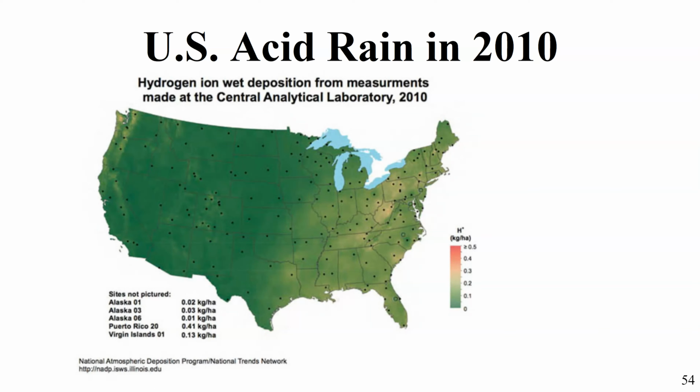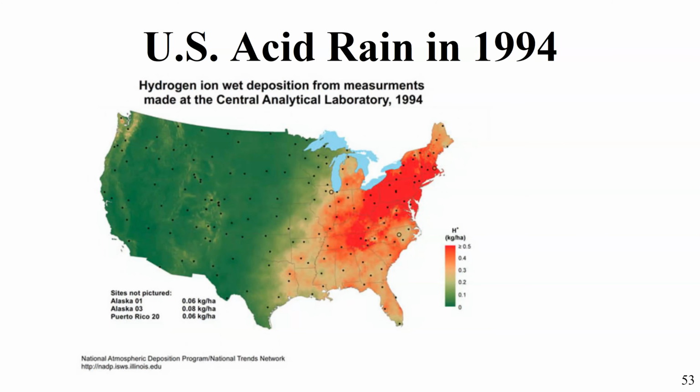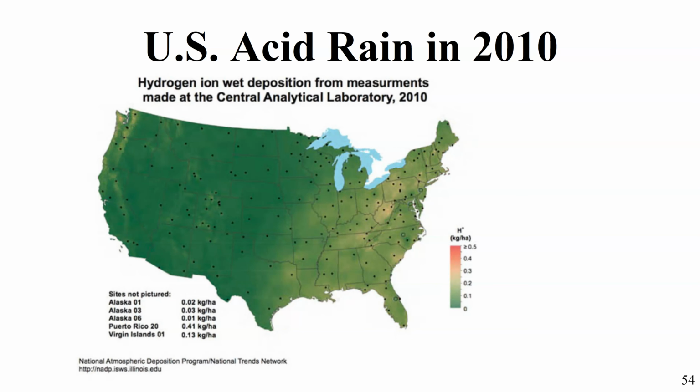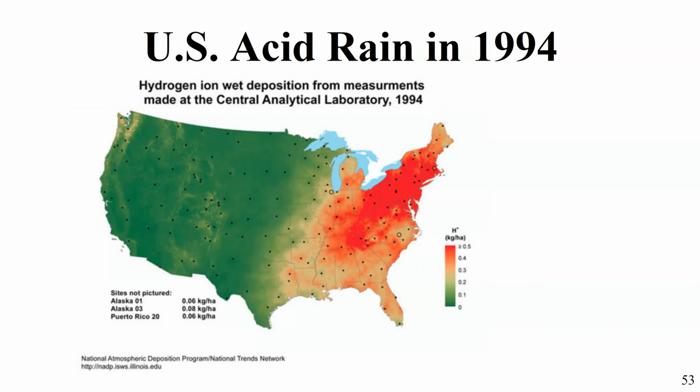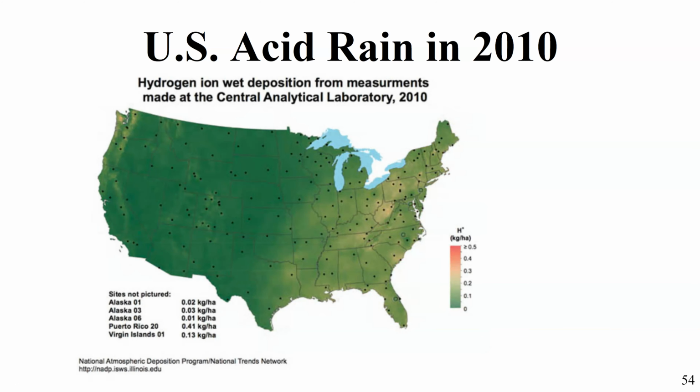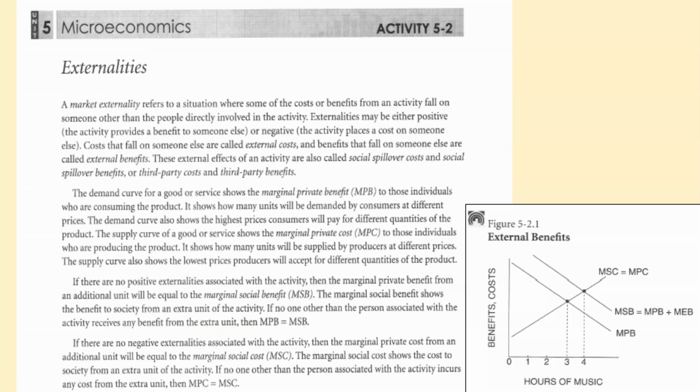And in only 16 years, they were able to reduce the amount of acid rain, the amount of hydrogen ion deposition that's in these water droplets. And so it really did make a change. I'll go back to that picture just so you can see the difference. Wow, what a difference in terms of the impact that government intervention can have. And that is really the point that we're driving at with these externalities.